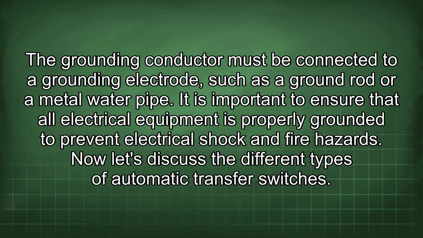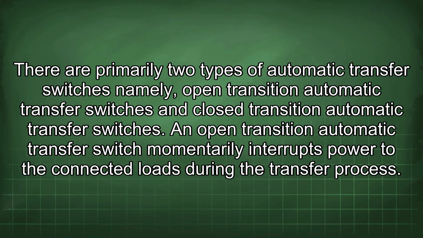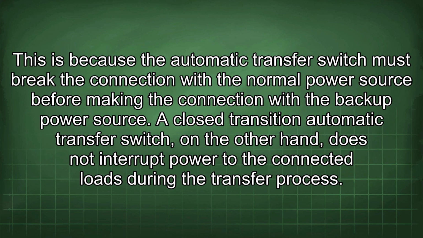Now let's discuss the different types of automatic transfer switches. There are primarily two types of automatic transfer switches, namely open transition automatic transfer switches and closed transition automatic transfer switches. An open transition automatic transfer switch momentarily interrupts power to the connected loads during the transfer process. This is because the automatic transfer switch must break the connection with the normal power source before making the connection with the backup power source.